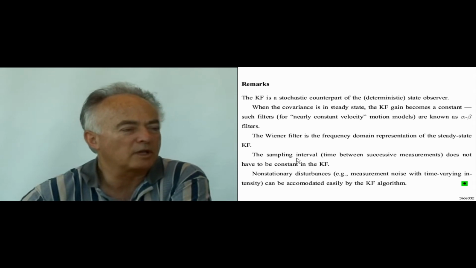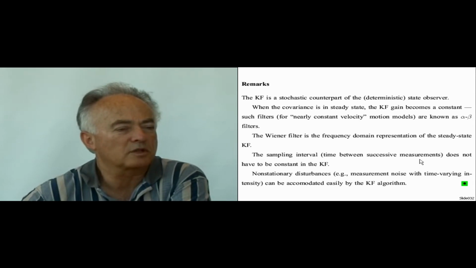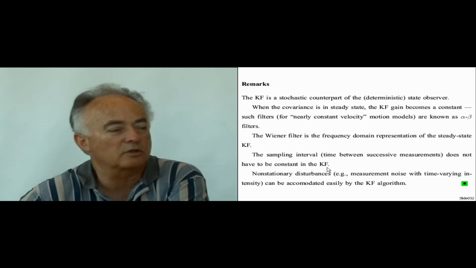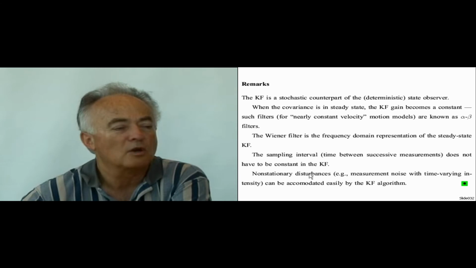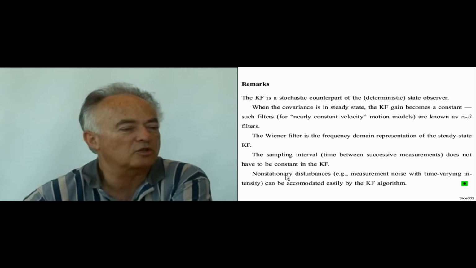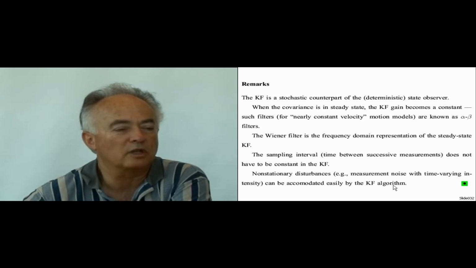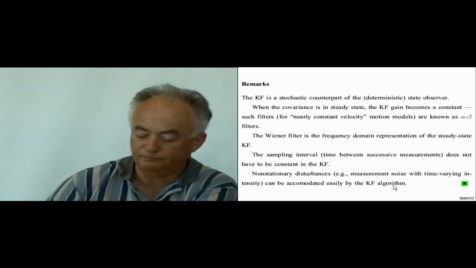Now, the sampling interval, the time between successive measurements, does not have to be constant in the Kalman filter. That's because it does not require stationarity. We can also have totally non-stationary disturbances, like measurement noise with time-varying intensity, which can be easily accommodated by the Kalman filter.